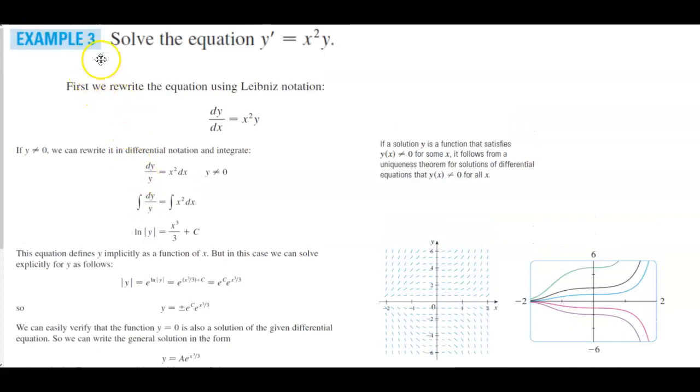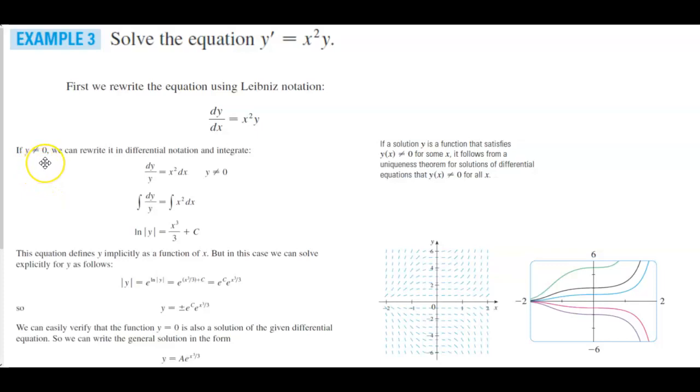In example number 3, we want to solve the equation y prime, which is equal to x squared y. So we're going to first rewrite the equation using Leibniz notation. We're going to rewrite y prime to be dy over dx, which is equal to x squared y. So we're going to have to divide both sides by y and then multiply both sides by dx.